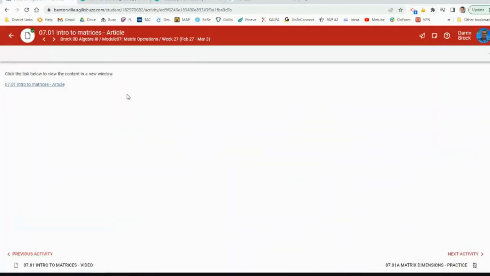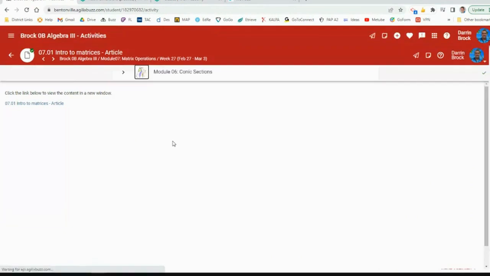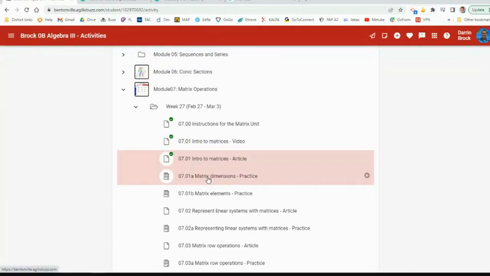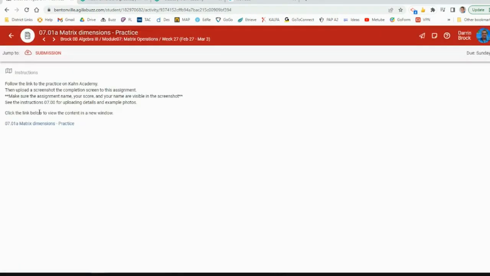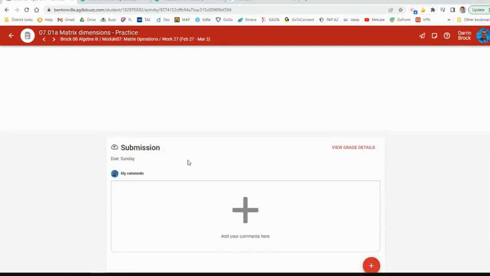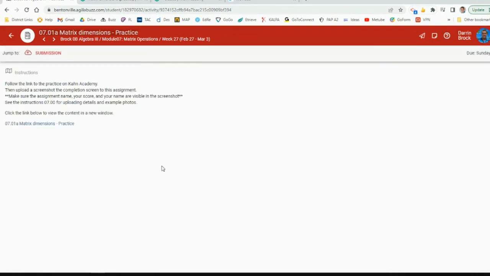The instructions back here in Buzz for the assignment, I may end up changing, because you are actually in my class in Khan Academy, so I don't think you need to do what this has. This says, take a screenshot of the completed assignment, and when you scroll down, you can attach it here. I don't think you need to do that.